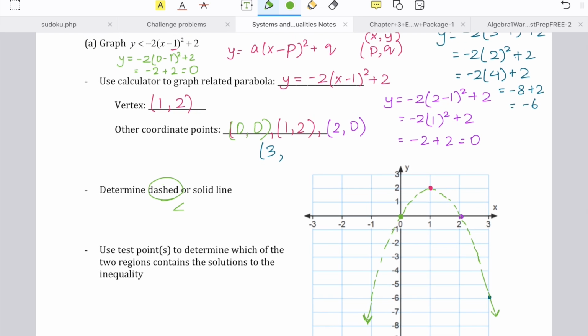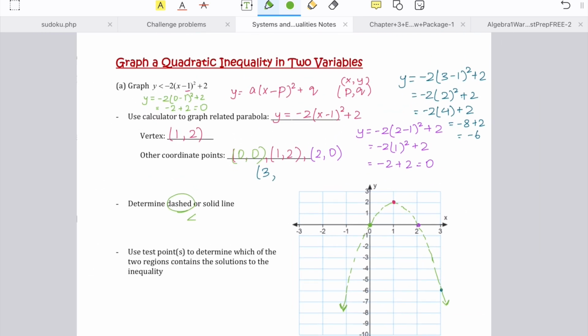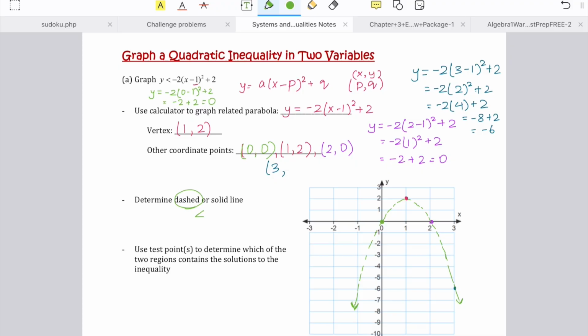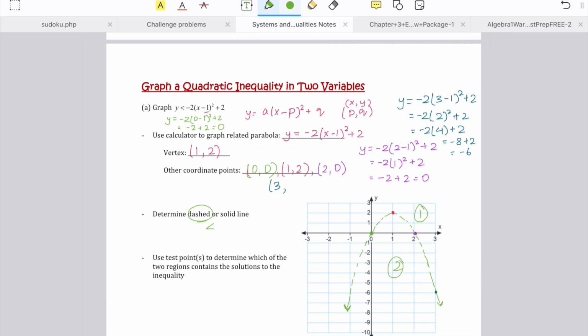That's good. Where do you think we should shade, 1 or 2? 2, because it is y less than, so below the curve, okay?